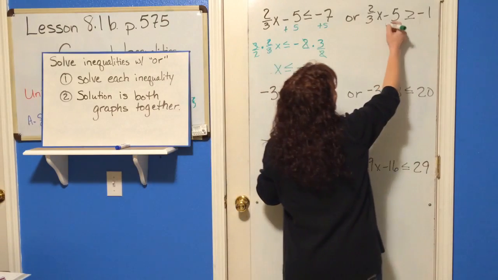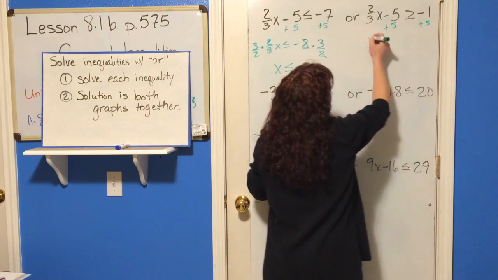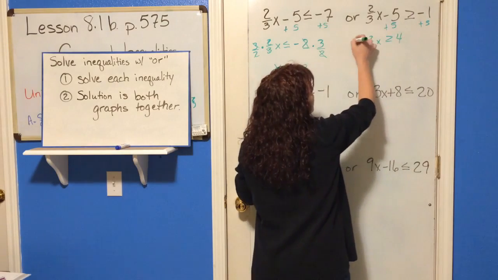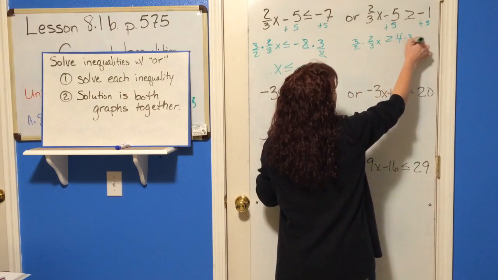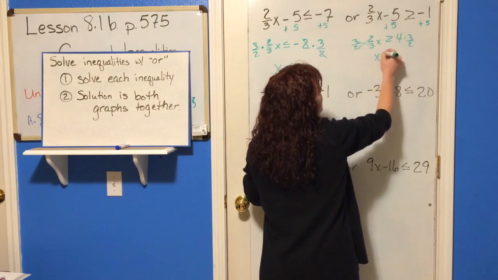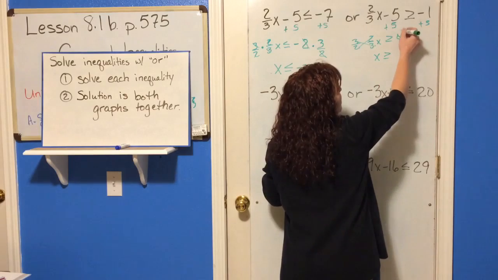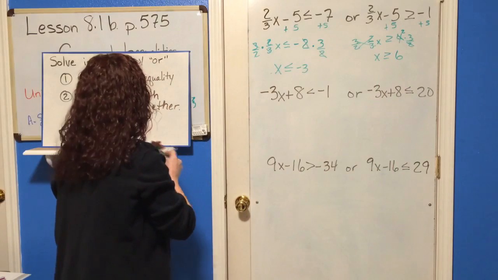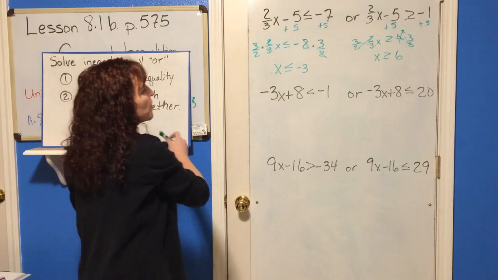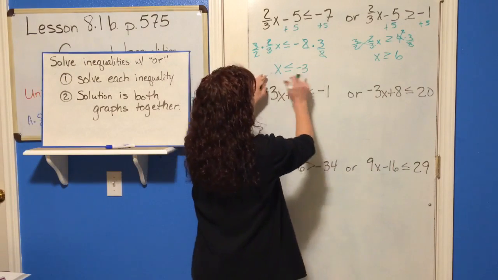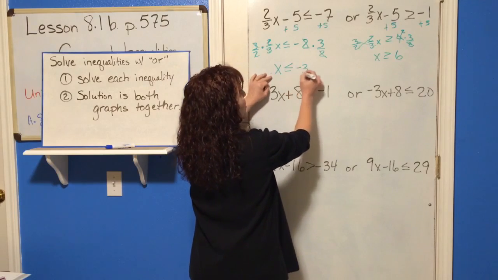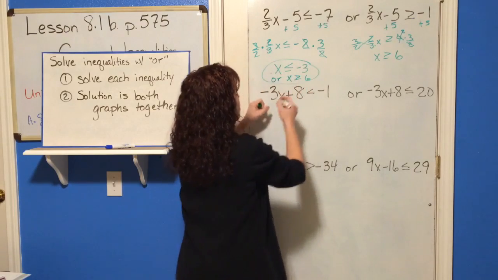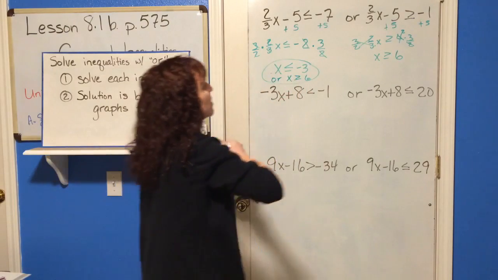Solve the other side, add 5 to both sides. So 2/3 x is greater than or equal to 4. Multiply by 3 over 2. That side is just x is greater than or equal to, and this side reduces down to 2 times 3 is 6. So x is less than or equal to negative 3, or, so this is our solution. x is less than or equal to negative 3, or x is greater than or equal to 6. So there's the solution, and then we graph it.